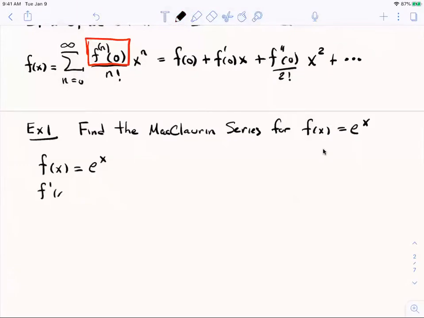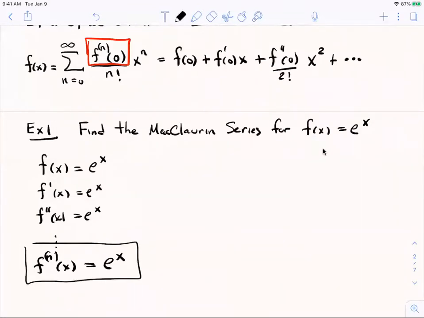For e to the x, that pattern is pretty quick to establish. The first derivative of e to the x is e to the x. The second derivative of e to the x is e to the x. I've already caught on to the pattern. The third derivative, the fourth derivative, they're all the same. So this is your goal in general, you want to know this formula. And for e to the x, it's easy. The nth derivative of e to the x is e to the x. So if you plug in the center, a equals 0, the nth derivative of e to the x, evaluated at x equals 0, is e to the 0, which is 1.